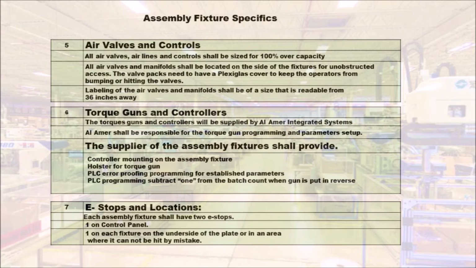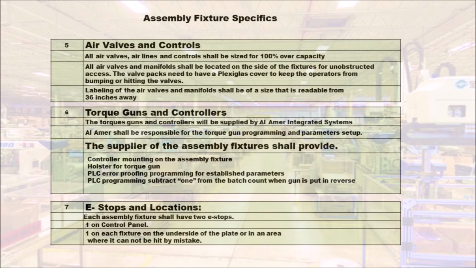Air valves and controls. All air valves, air lines, and controls shall be sized for 100% over capacity. All air valves and manifolds shall be located on the side of the fixtures for unobstructed access. The valve packs need to have a plexiglass cover to keep the operators from bumping or hitting the valves. Labeling of the air valves and manifolds shall be of a size that is readable from 36 inches away.